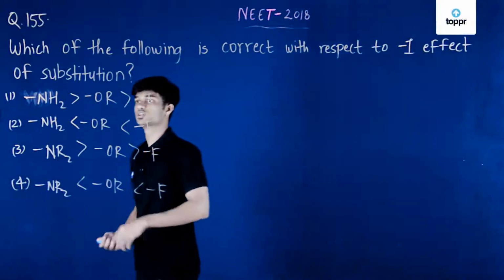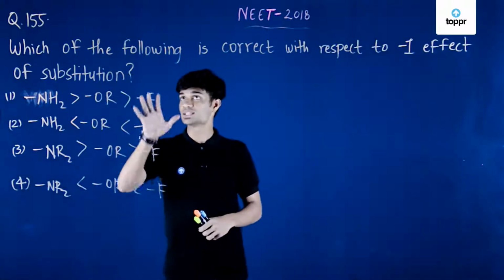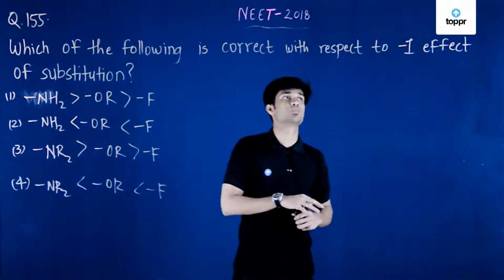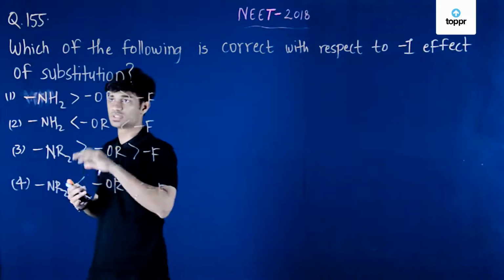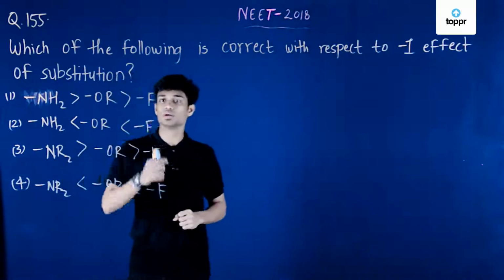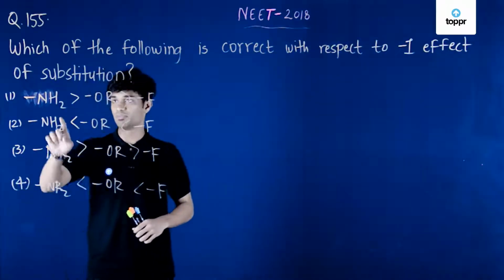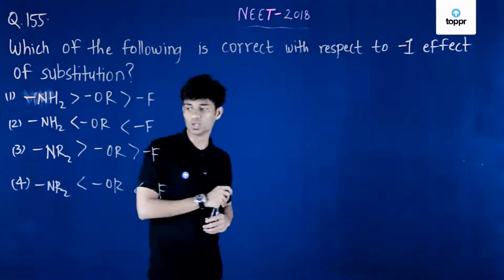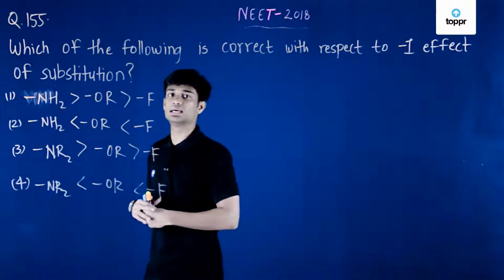So let's move on to question number 155 of set HH. The question says, which of the following is correct with respect to the minus I effect of the substitution? If you see, the options are basically comparing minus NH2, minus OR and minus F. In option 3 and option 4, they have replaced these hydrogens with an alkyl group, so by R they mean any alkyl group.